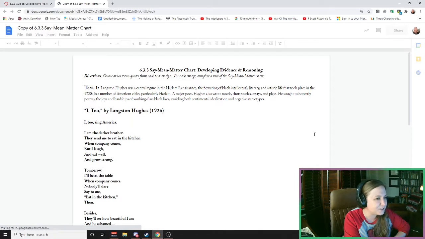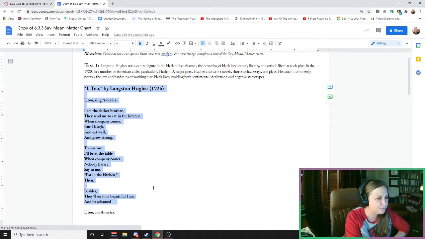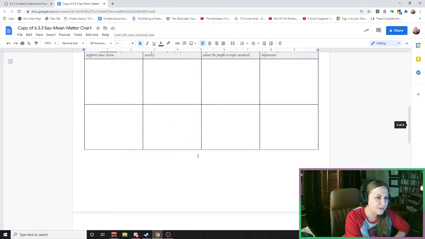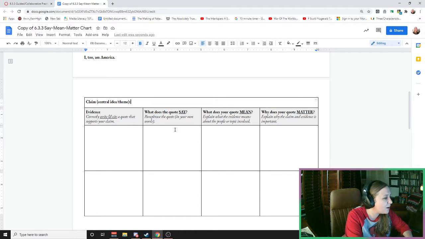As a class, we're going to read both of his poems, I, Too, and his second poem, Let America Be America Again. This is going to be a review for us, because last week we practiced using a Say Mean Matter chart, only we applied it to photography, the stories that we see in photojournalism. But this week we're going to find a common theme, a common claim, something that we can argue for or against in the poem.